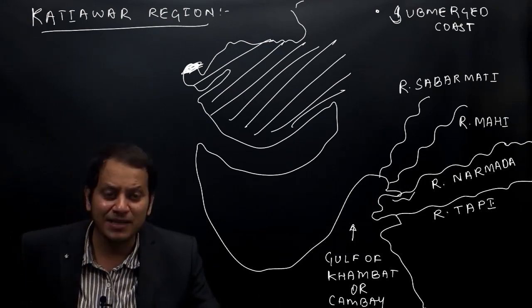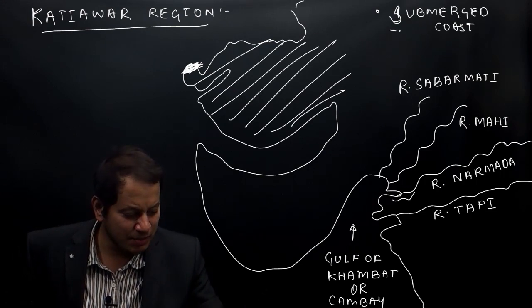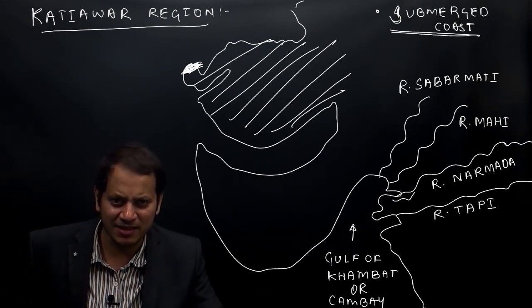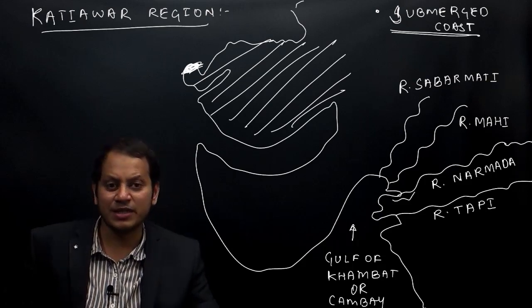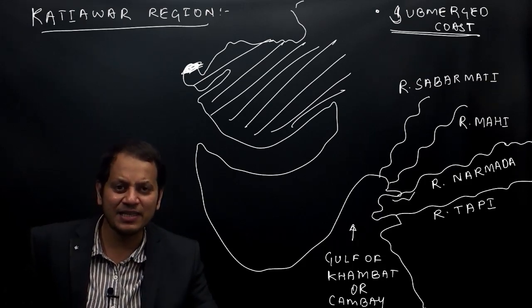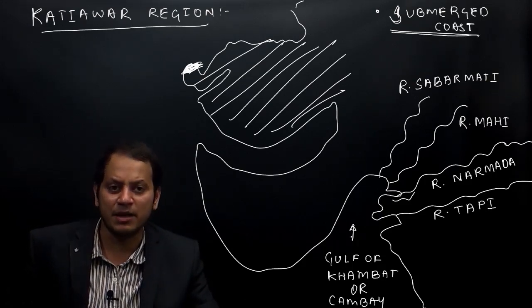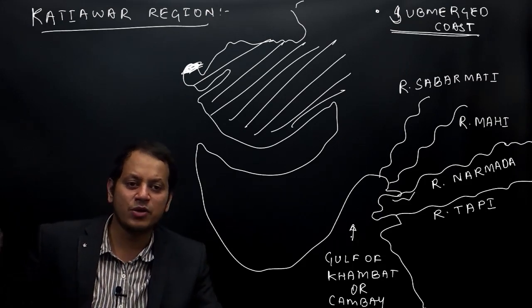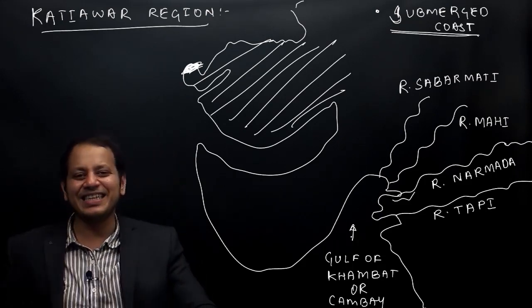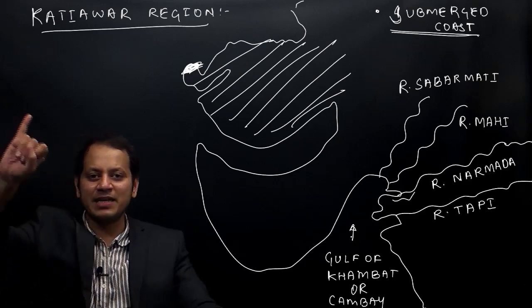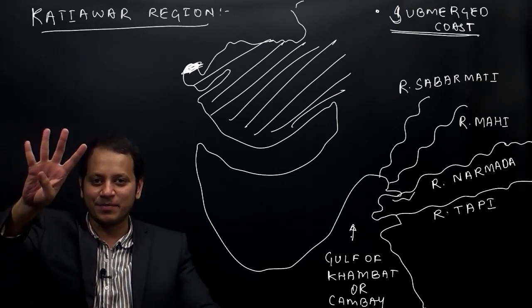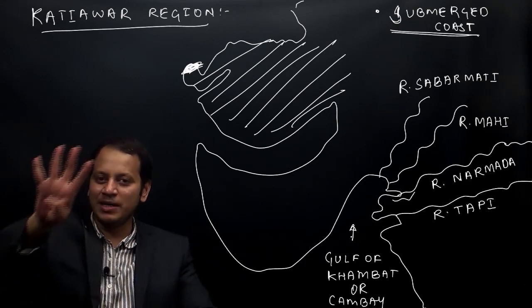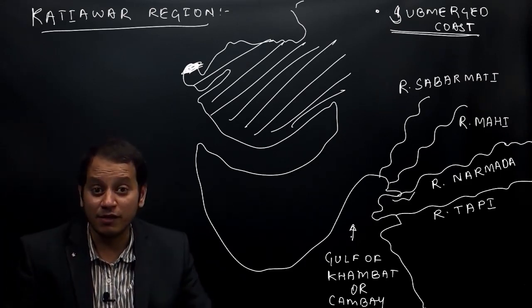So, what is the important thing about the Kathiawar region? You remember it is the submerged coastline. Now come to the physical map pointing. These are the important rivers which drain not exactly in the Kathiawar region, but in the Gulf of Khambat. If the UPSC asks which four rivers drain into the Gulf of Khambat, you have an answer: Sabarmati, Mahi, Narmada, and Tapi.